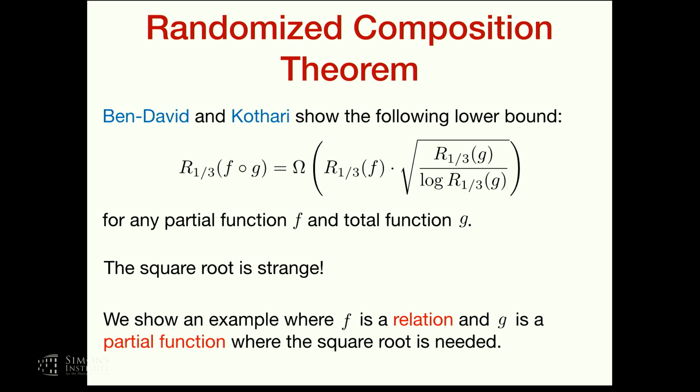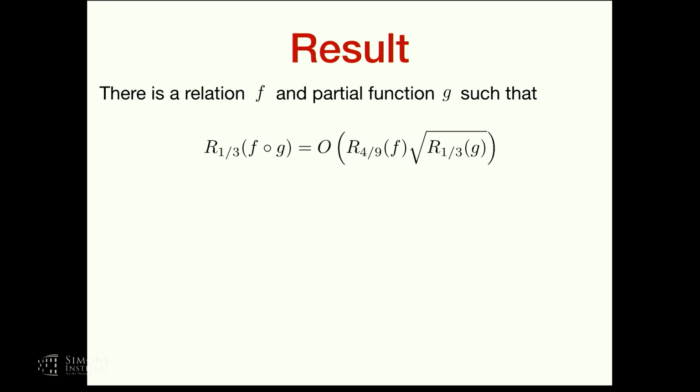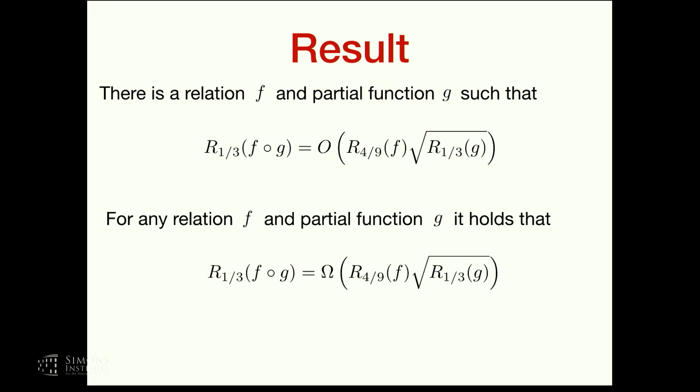So we actually show an example where f is a relation, so we allow something more general, and g is a partial function, where in fact this square root is needed. Okay? So we give an example of a relation f and a partial function g, such that the randomized complexity of f composed with g really is at most the randomized complexity of f times the square root of the randomized complexity of g. And we show that this is tight, even in this more general situation, where f can be a relation and g is a partial function.